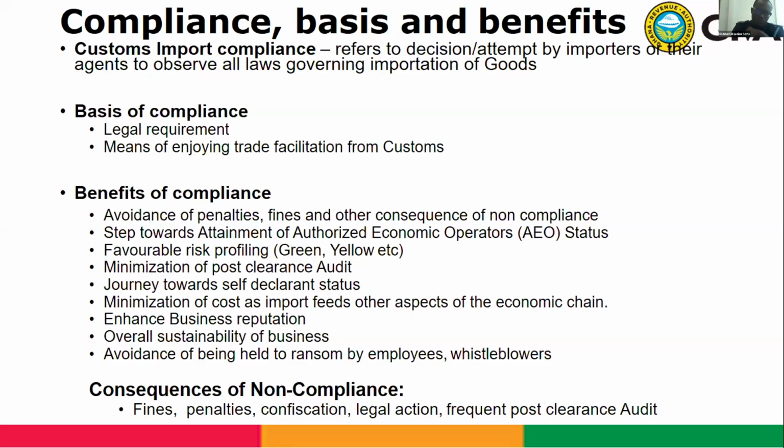So what are the benefits of compliance for a trader or an importer? You avoid penalties, fines, and other consequences of non-compliance. Complying will take you steps towards attainment of authorized economic operator status. An authorized economic operator is a person whose import transactions with customs over time are deemed compliant, and who is ready to open his books to customs. So such persons are authorized to enjoy trade facilitation with customs.